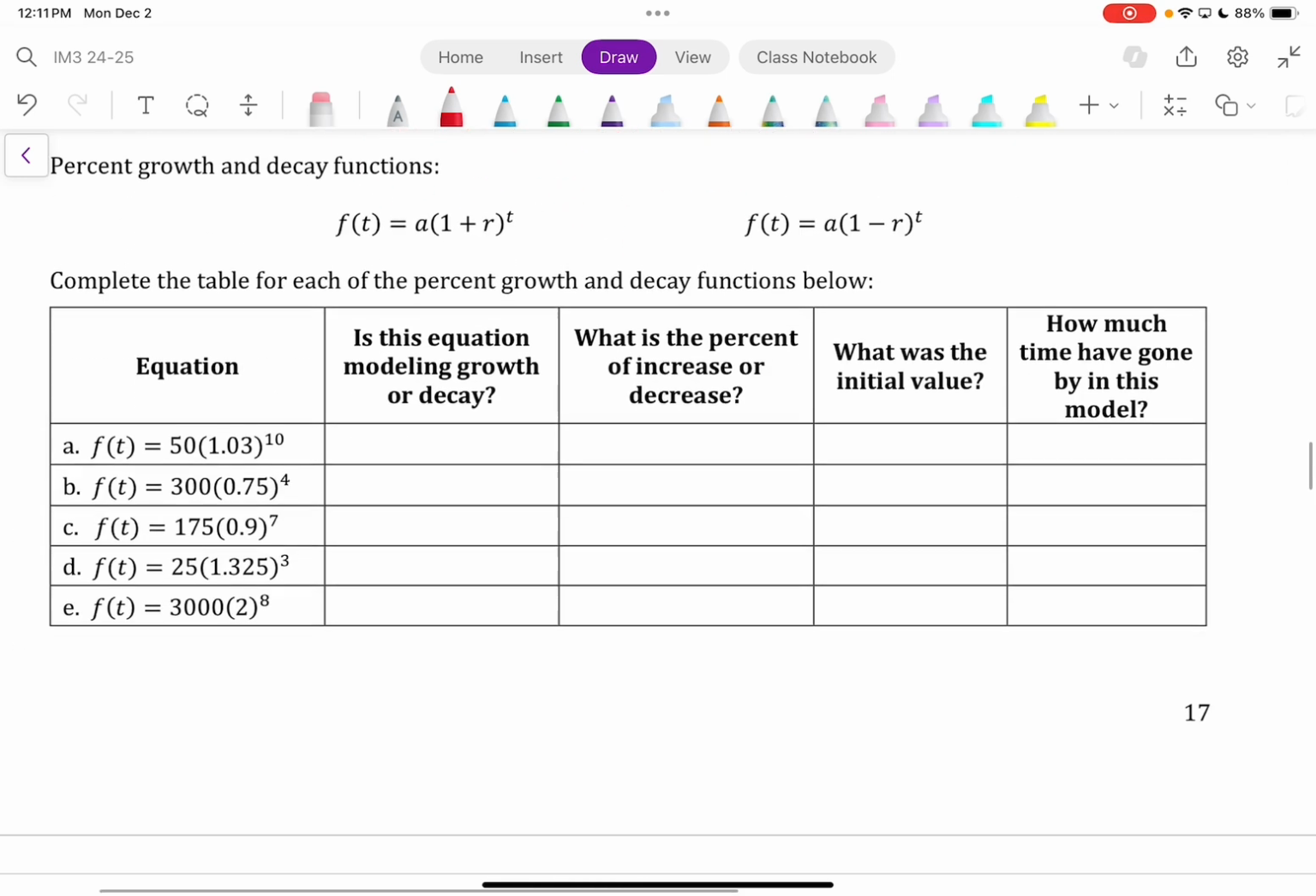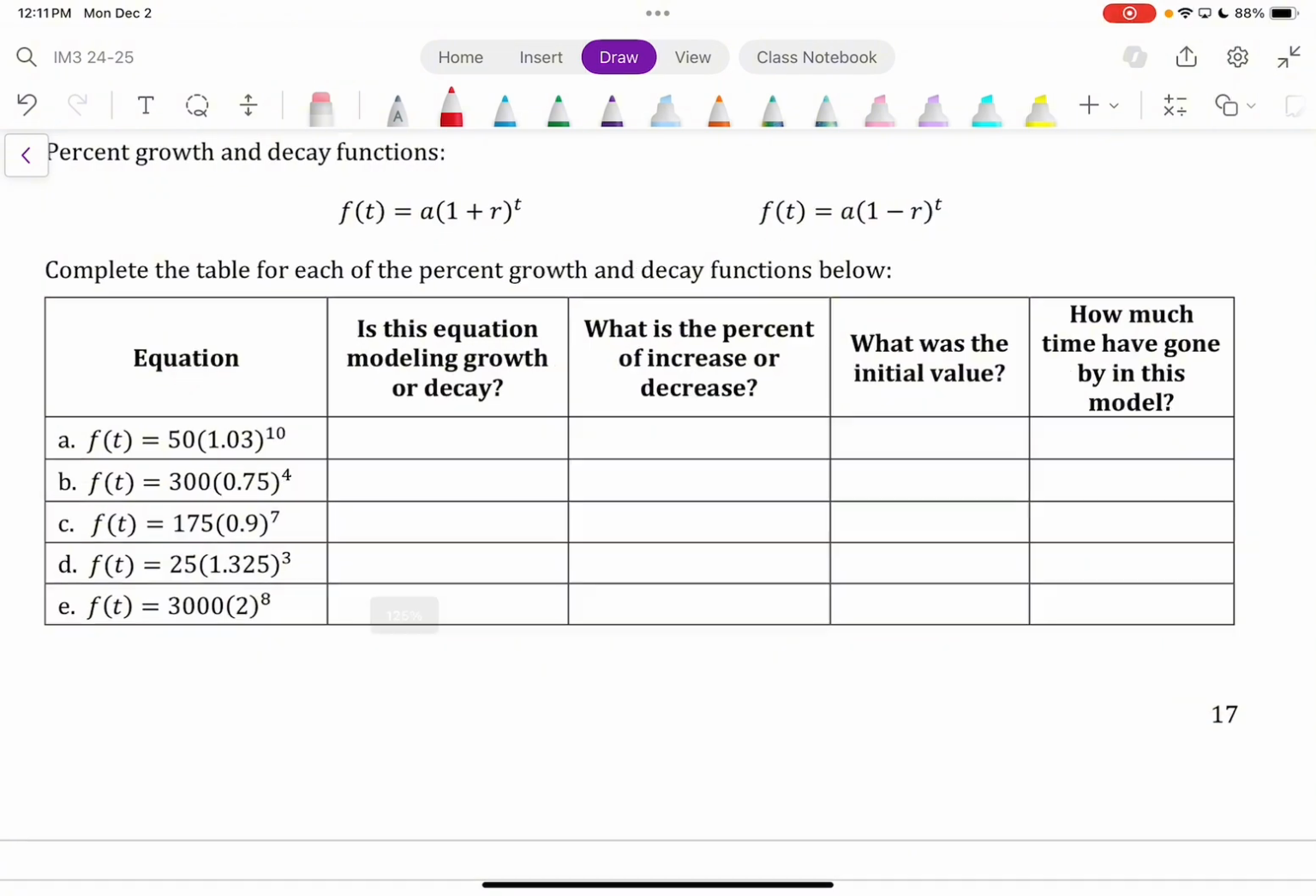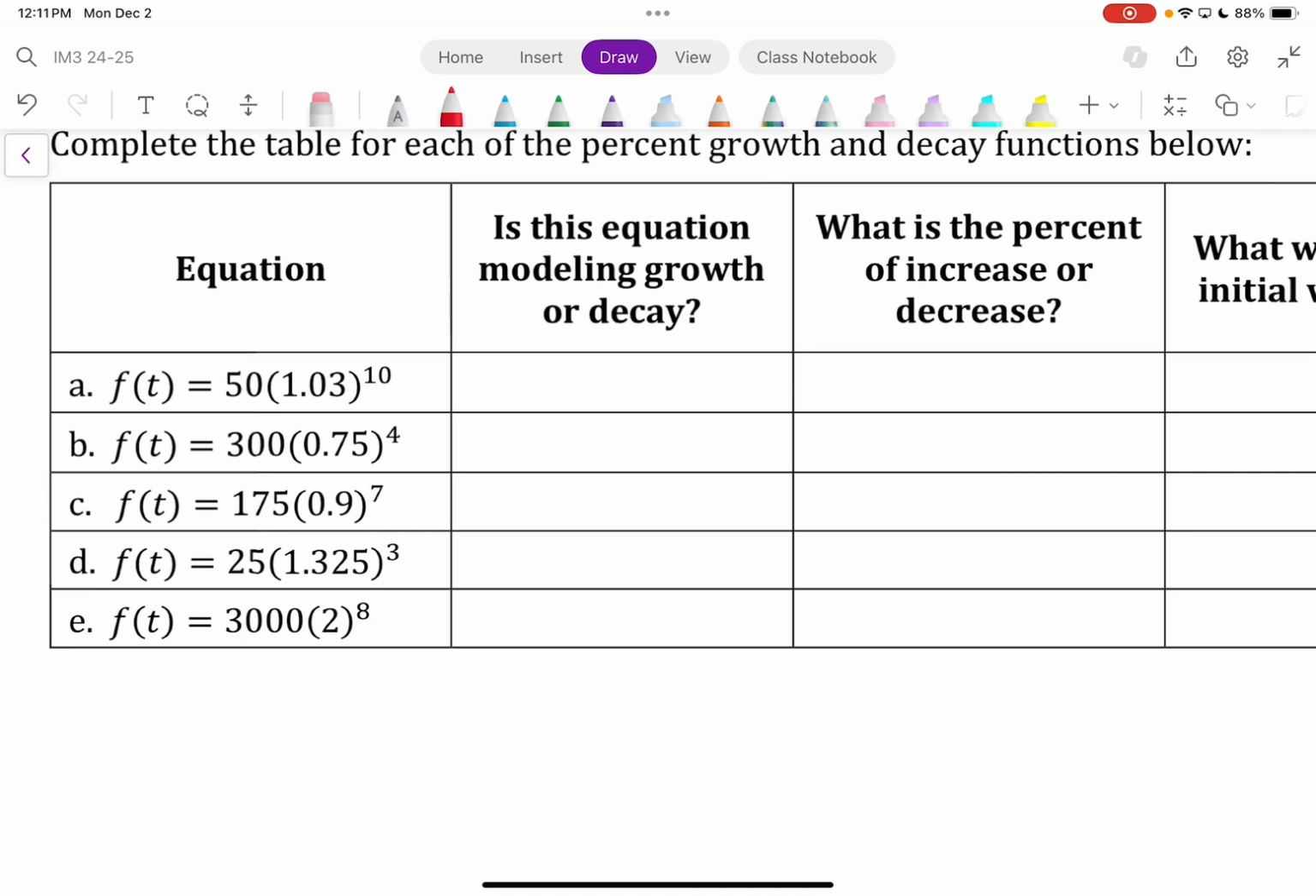Okay, let's finish off with just how do we tell when it's growth and when it's decay? So it's very simple. If the value that is in the parentheses is greater than 1, it's growth. If it's less than 1, it's decay. Okay, look at the first one, A, f of t equals 50 times 1.03 to the 10th power. Is this equation modeling growth or decay? Because that is 1 or greater than 1, this is growth.